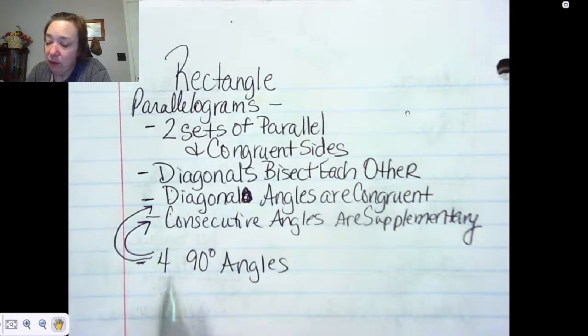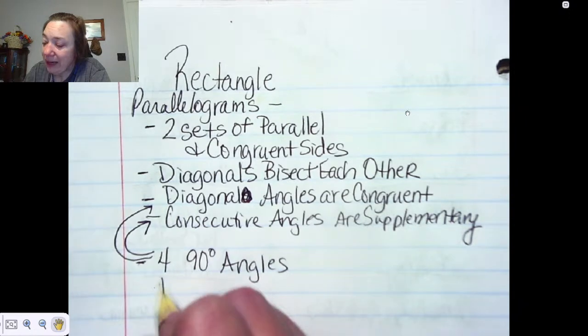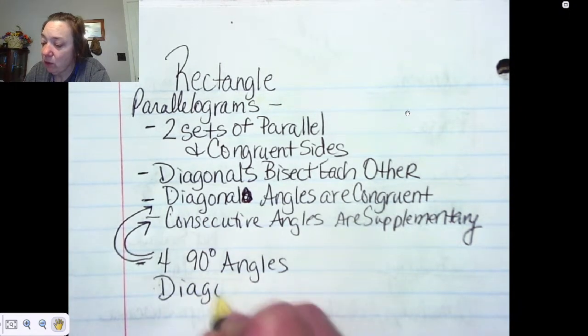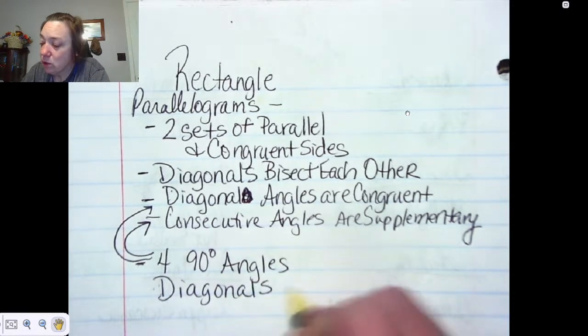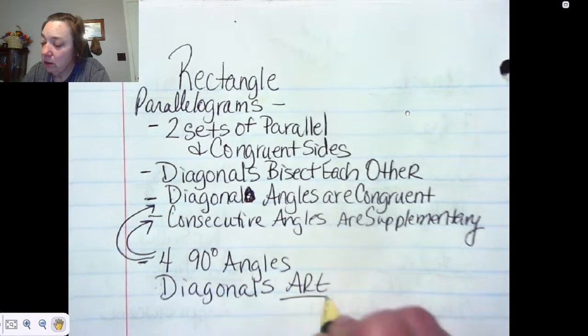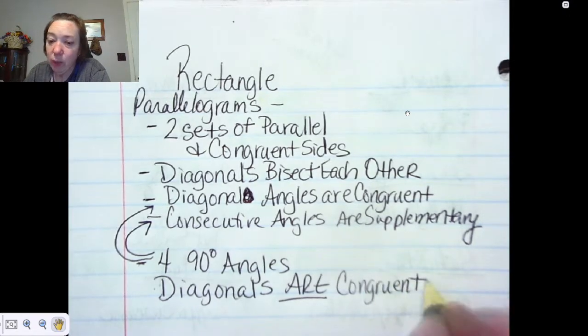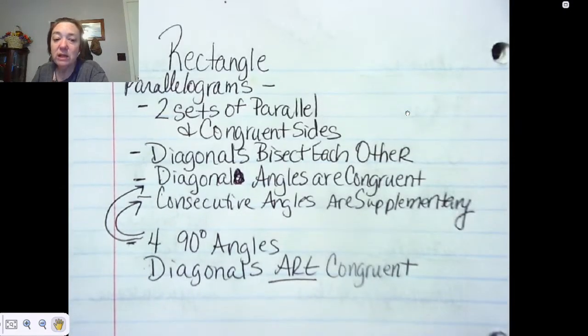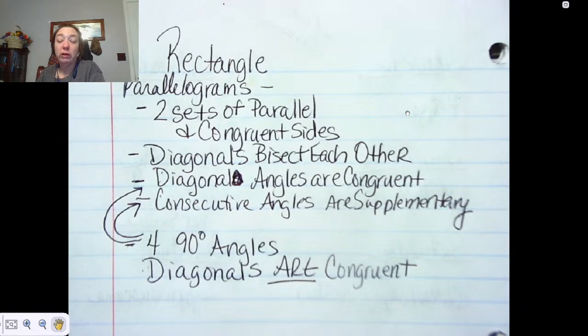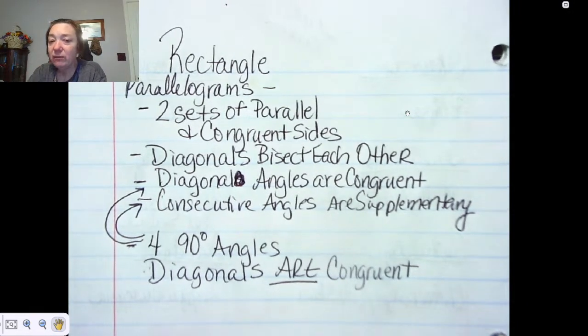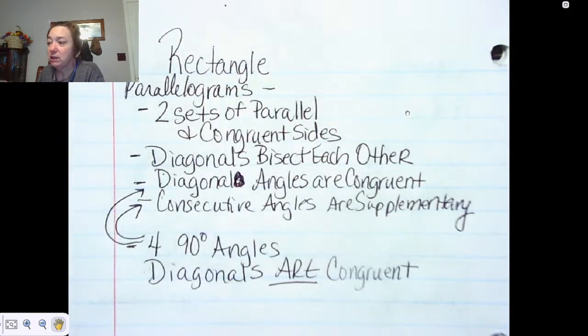So another thing that you need to know about rectangles is that their diagonals, remember those lines that go across the shape, their diagonals are congruent. Now remember, that's not the case in every parallelogram, but in rectangles, the diagonals are congruent. They bisect each other and they are congruent. Okay, so let's take this information and let's go apply it to some problems, all right?